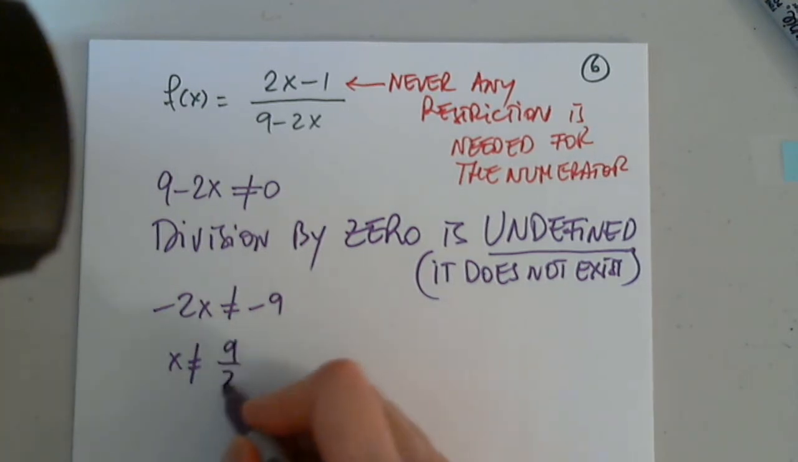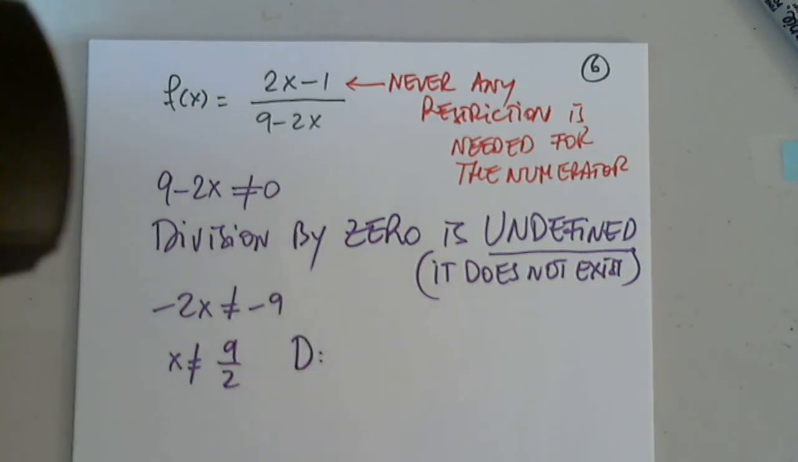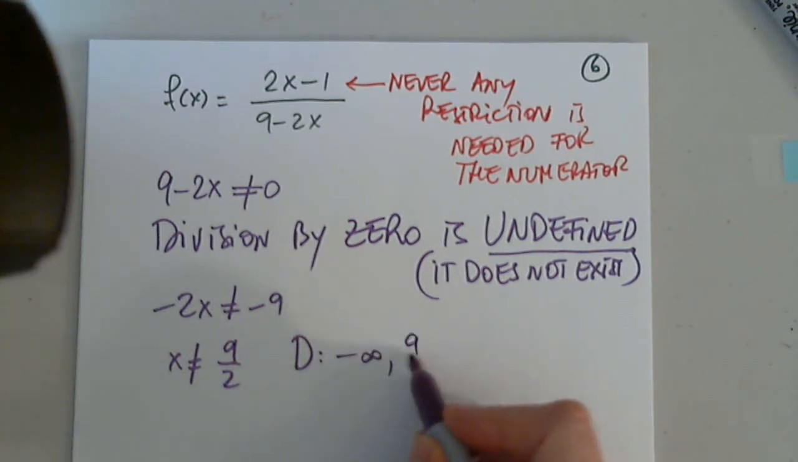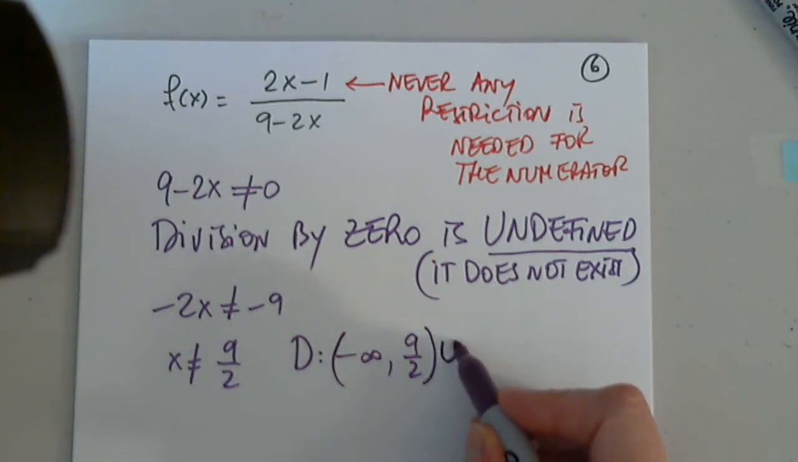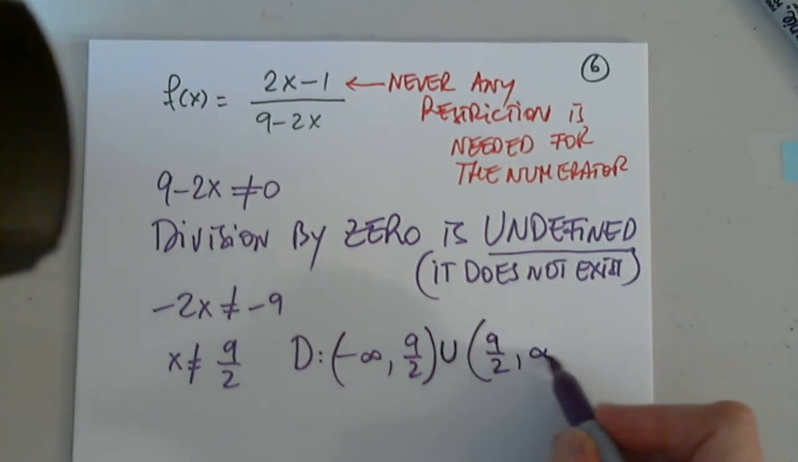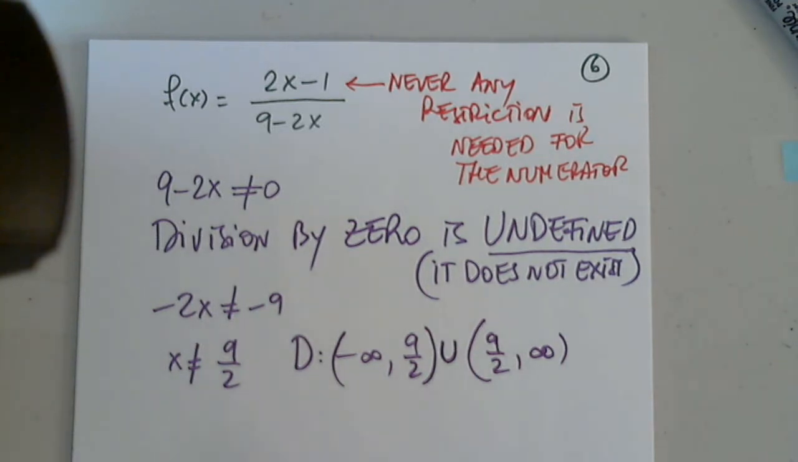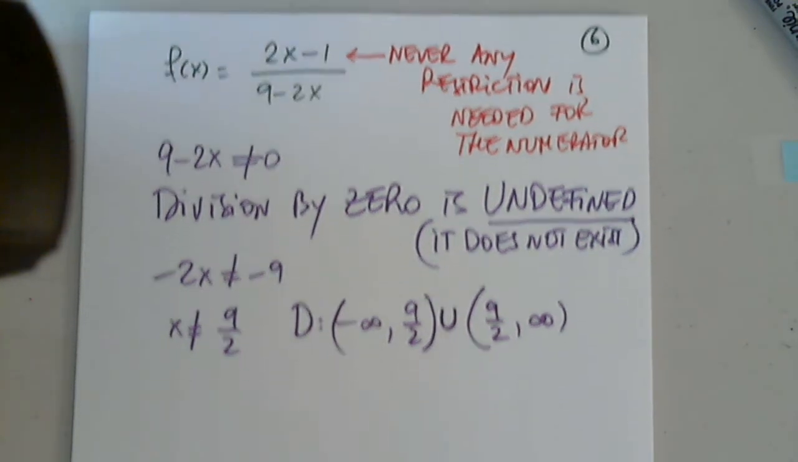Very good. So now how do we write the domain? Great job. Wouldn't it be negative infinity, comma 9/2? Yeah, in parentheses, and then 9/2, comma infinity. Awesome. Excellent. So this really means everything but this. Great job. Thank you. And one more.